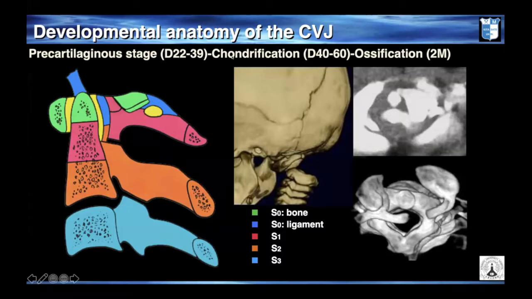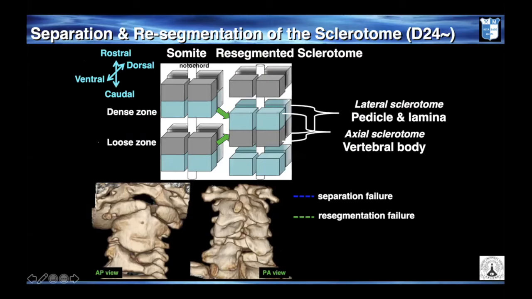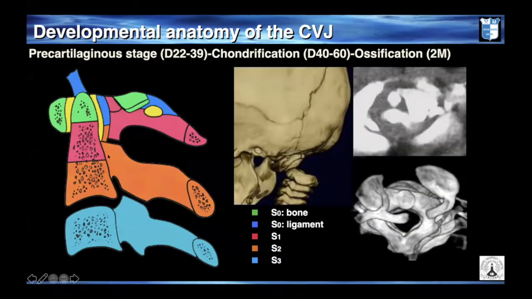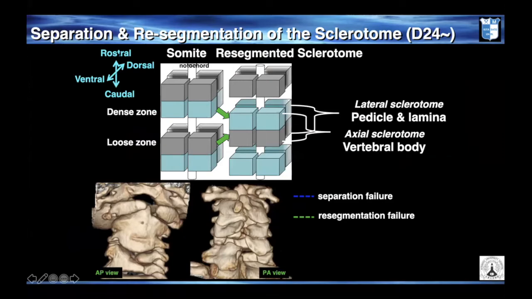this is a precartilaginous stage, followed by chondrification and then ossification. And as you know, C2 is composed of three segments combined to form the C2. And from somite to skeletal, there's a separation and resegmentation. The notochord is separated into rostral and caudal, and then resegmented and combined. And the lateral skeleton becomes the pedicle and lamina, and the axial skeleton becomes the vertebral body.